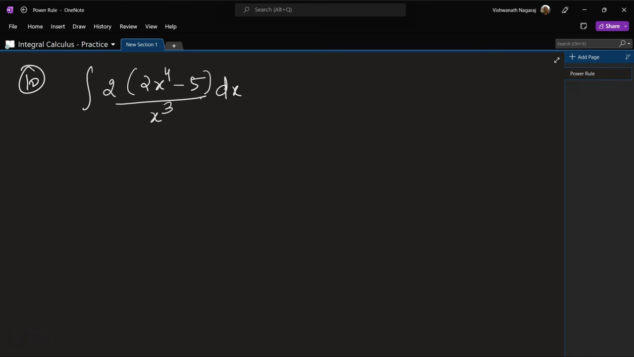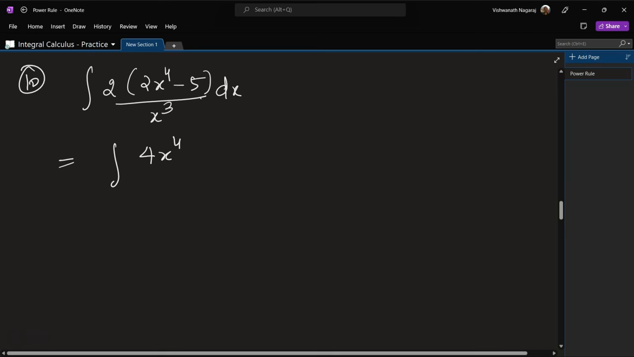Okay, ninth one, integral of 2 times 2x to the power of 4 minus 5 divided by x cube dx. Now you might feel that this is a little bit more complicated. It is the same. The only thing is a few extra steps are involved. So what do we do? Let's take 2 out, or instead of taking 2 out, let's multiply it off. So 4x to the power of 4 minus 10 by x cube dx.